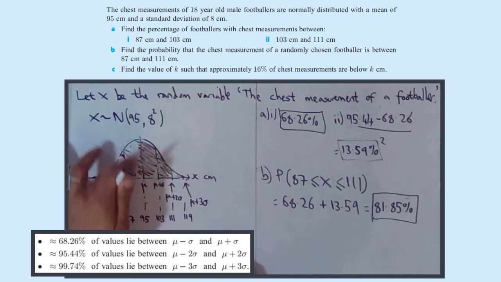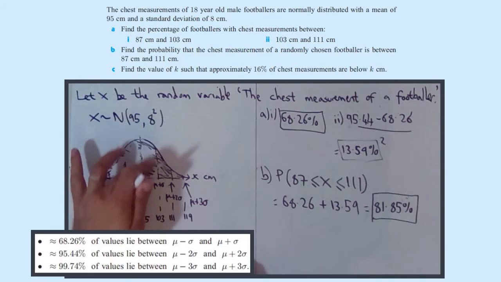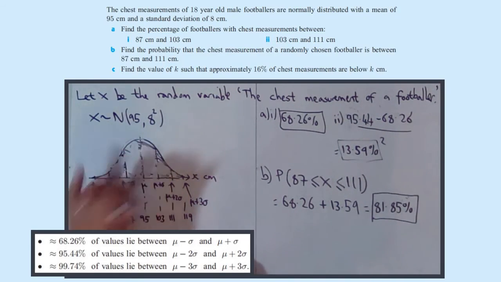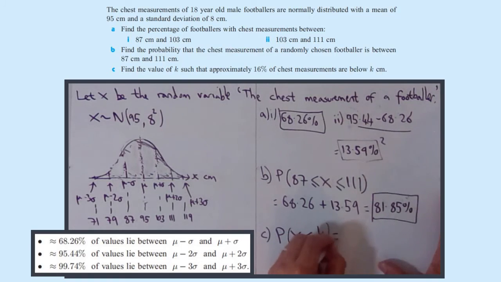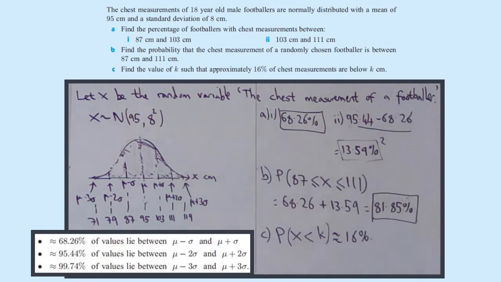Right, part C, find the value of K such that approximately 16% of the chest measurements are below K. So what we're going to do is look at these three key values. So we have 68.26, 95.44 and 98.74. So if you look at the first one, well, in fact, let me just write down, we're finding P that X is less than K equals around 16%.